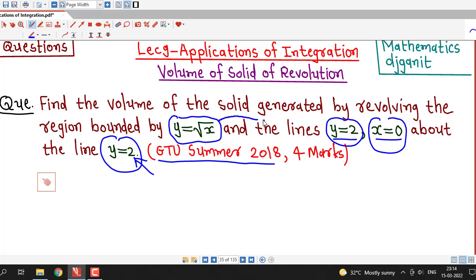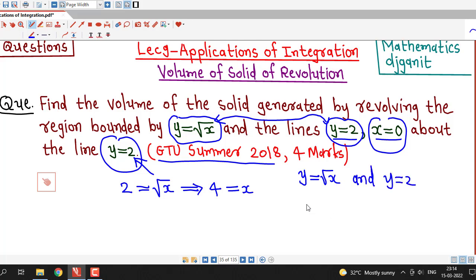First we find out the intersecting points of these two. If we take y equal to 2 here, we have 2 equal to square root of x, and if we square both sides we have 4 equal to x. Therefore these two, y equal to square root of x and y equal to 2, will intersect at point 4, 2, and x equal to 0, that is y axis, will intersect this parabola at 0, 0.